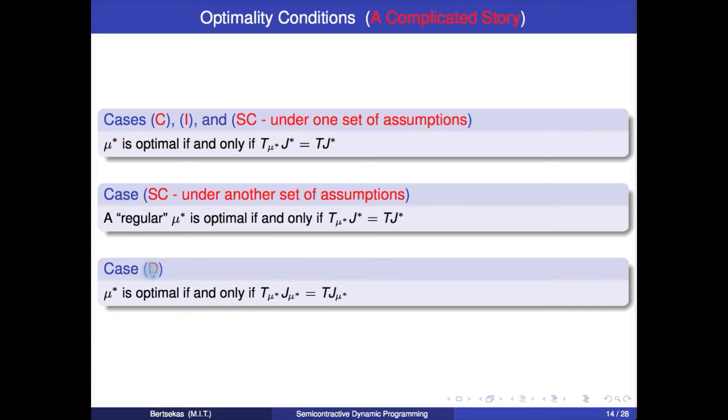In the monotone decreasing case, there's a different condition. Mu star is optimal if and only if mu star attains the minimum in Bellman's equation, but with J mu star in the equation. This is different than the one under the contractive and monotone increasing cases, and this is also a little harder to verify.